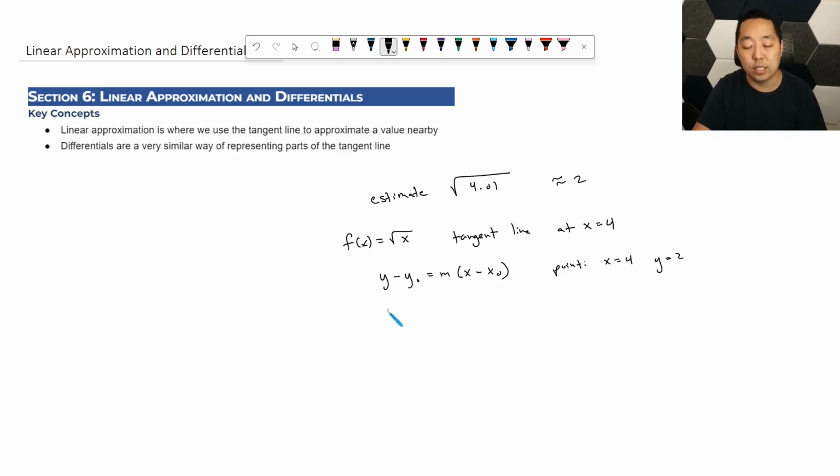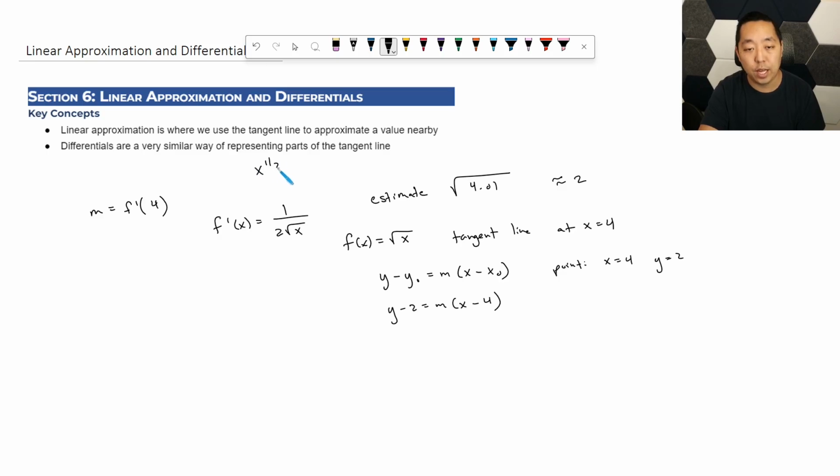That's our point, because for this function, when x is 4, the y value is 2. So this is going to be y minus 2 equals m times x minus 4. Now m is the derivative at 4, right? It's the derivative at that particular point. So we're going to compute the derivative. So f prime of x, using our power rule, is going to give you 1 over 2 root x.